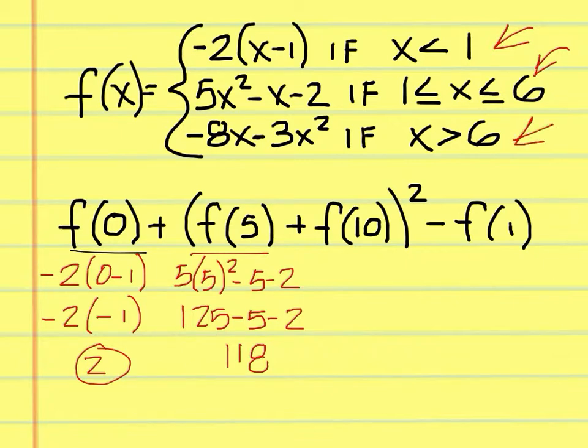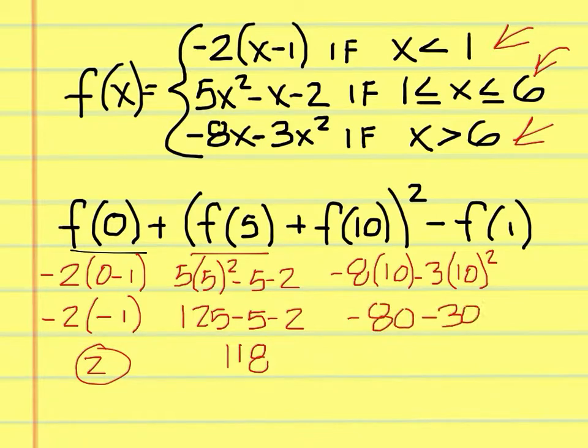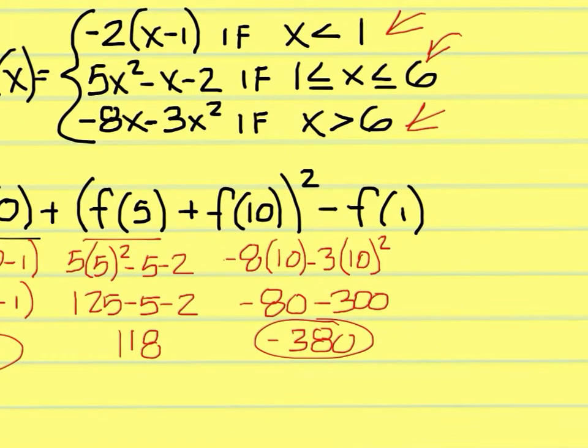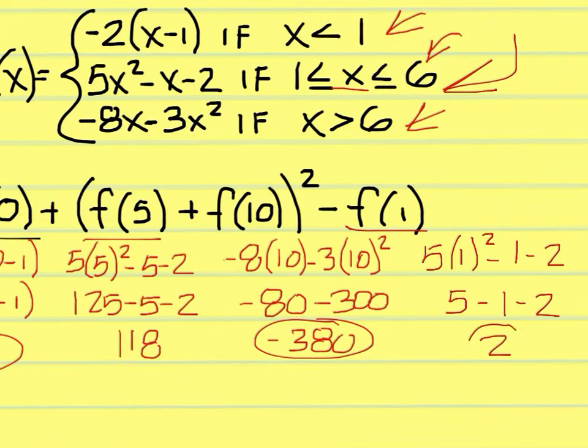The 10 is in the third one. So that's -8 times 10, and then minus 3 times 10 squared. So that's -80 minus 300, which is a -380. And the last one, the 1, is going to fall into this category because 1 is less than or equal to x. So we will have 5 times 1 squared minus 1 minus 2. So 5 minus 1 is 4, minus 2 is 2.